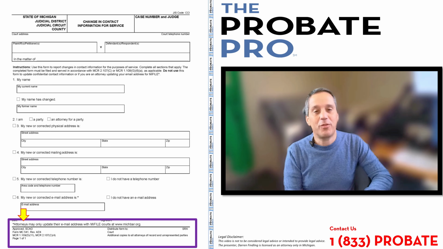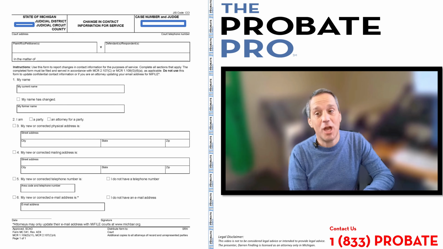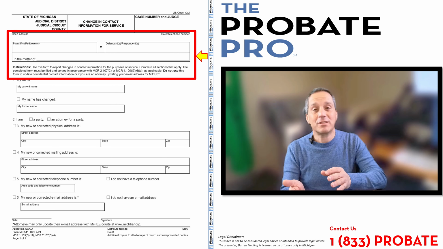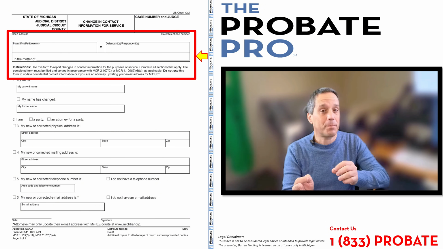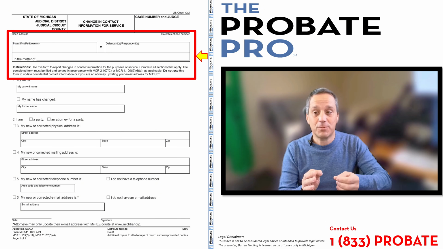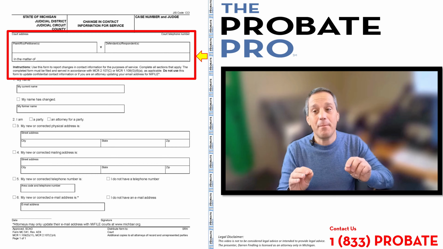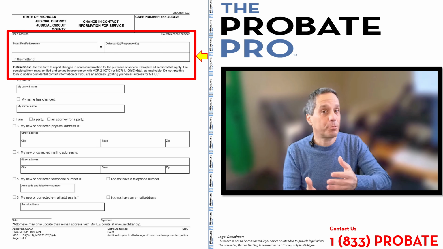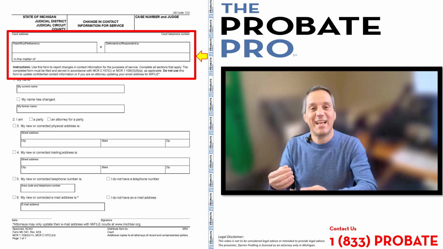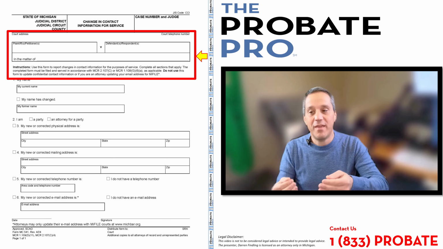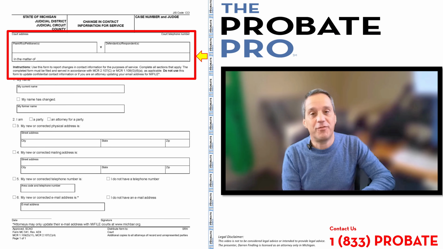Top left corner in blue, you'll identify the court upon which the matter is pending. Top right corner, the case number and the judge. You'll see that the court address provides a space, as well as whether there's a plaintiff, petitioner, or defendant, respondent. And then where it says in the matter of, that would be the area if it's a probate matter. Think of the idea of estate of John Doe, in the matter of John Doe. That's where you'd fill out that section.